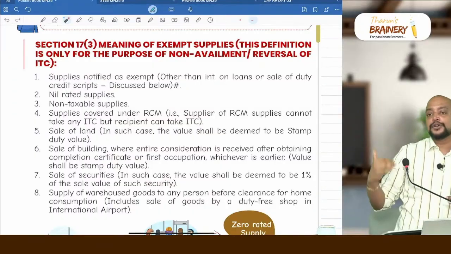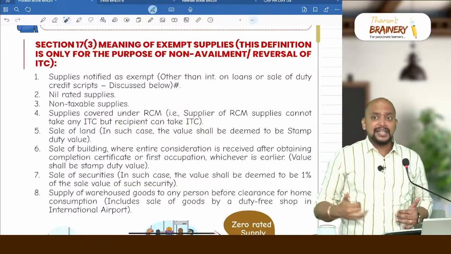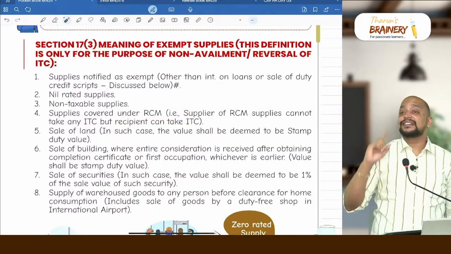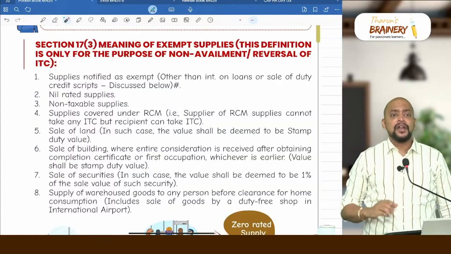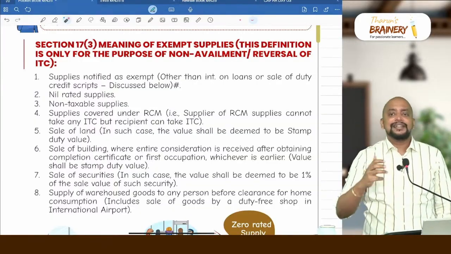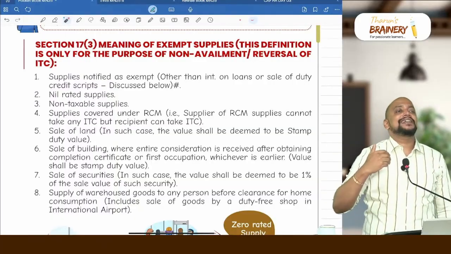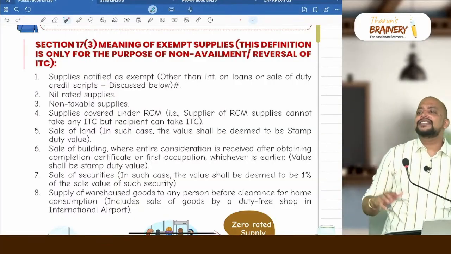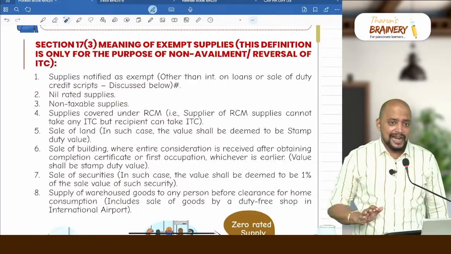You got it? So even though it is excluded from supply, it is treated as exempted supply. What if the duty free shop makes sale to outgoing passengers? Then that is treated as export. So it will be treated as zero rated supply. As it is zero rated supply, they can enjoy the ITC.